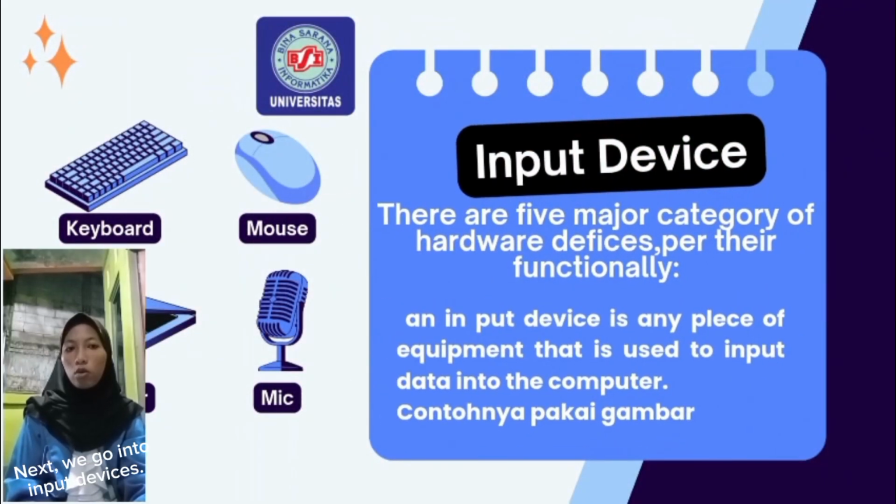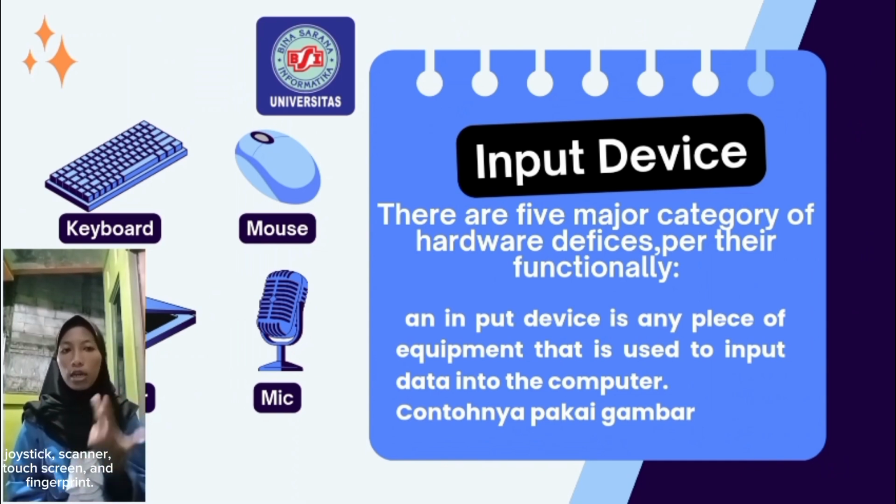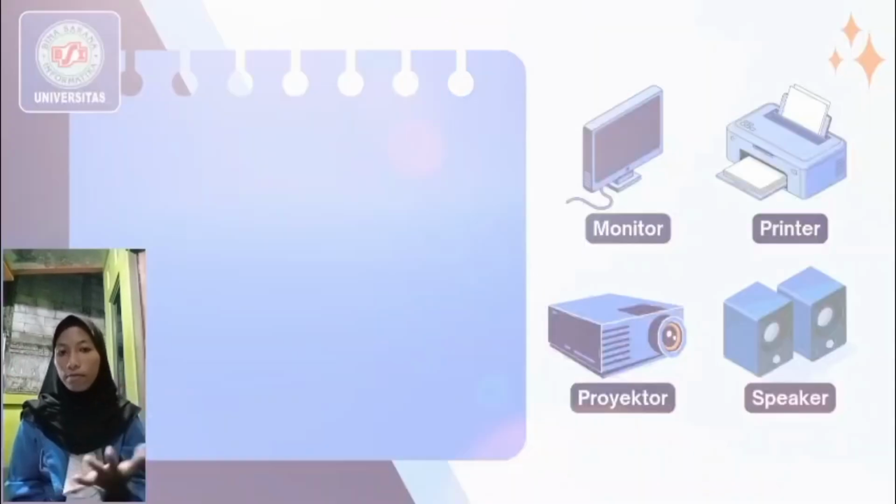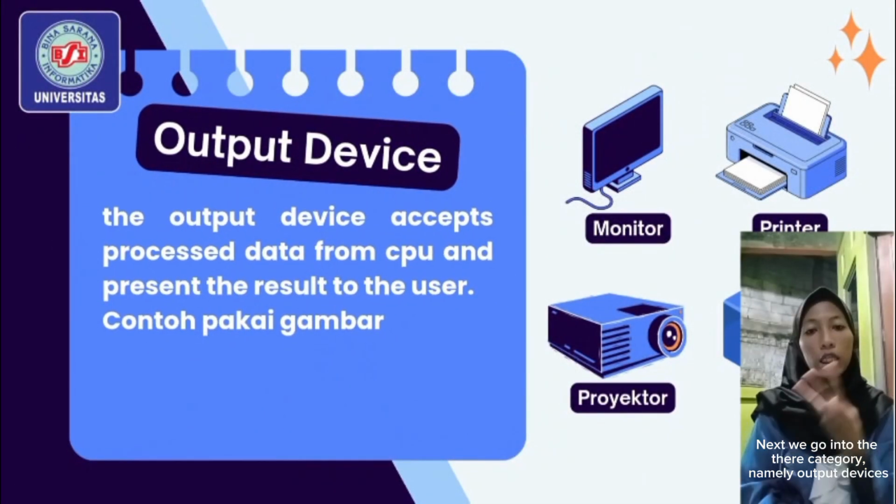Next, we go into input devices. In input devices, there are 5 categories in hardware. Examples of input devices are keyboard, mouse, microphone, digital pen, joystick, scanner, touchscreen, and fingerprint. So we go into the 3 categories.